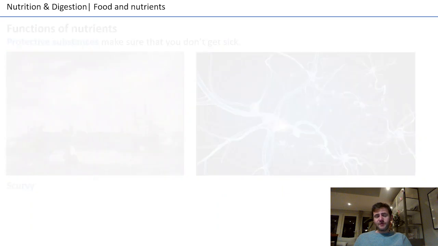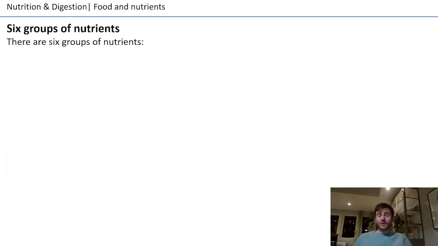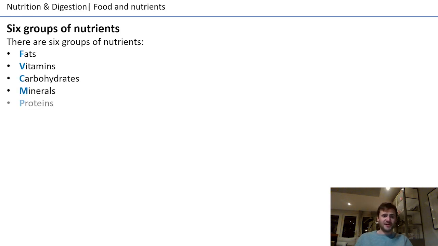So we've looked at the functions nutrients can have, but now let's examine the nutrients themselves and see what roles and functions they have. There are 6 groups of nutrients: fats, vitamins, carbohydrates, minerals, proteins, and water.